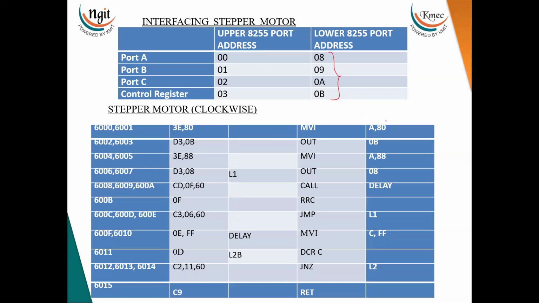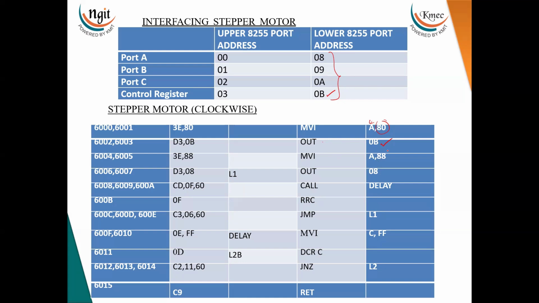So that command word I moved into the accumulator, and later I have to move it into the control register. Now, what is the control register address here? 0B is the control register. Now I have set the 8255. So everything I have said is operated by using this control word.